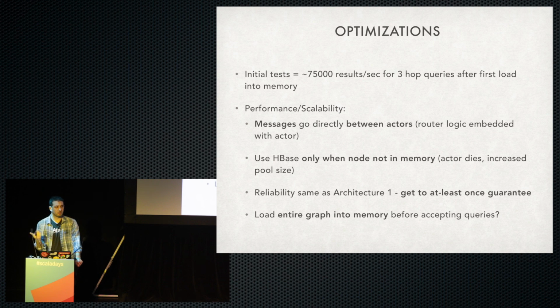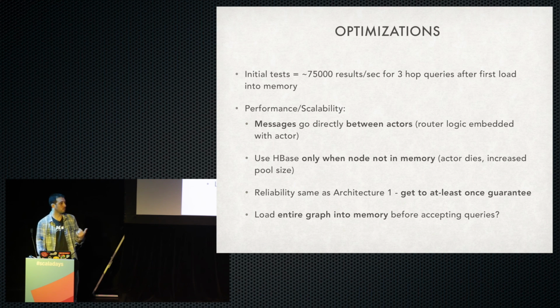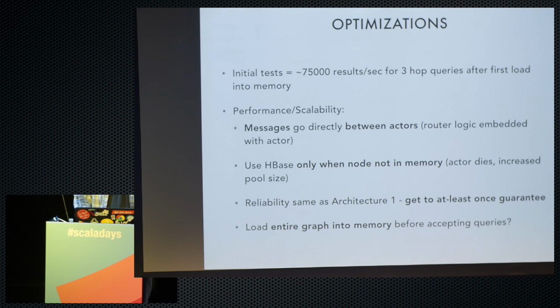The messages go directly between actors, which means that it's much more scalable and performant. And we only use Hbase when the node is not in memory, or an actor dies, and now you need to have a new actor that represents that set of the hash bucket. And then you'd need to load from memory again. The reliability is still the same as the first architecture, because we only have at most once delivery, but you can get to that exactly once delivery that we talked about earlier. And there's one question here, well, what about if I just loaded the entire graph into memory? Would that be nicer? So I'm actually going to show a quick demo.